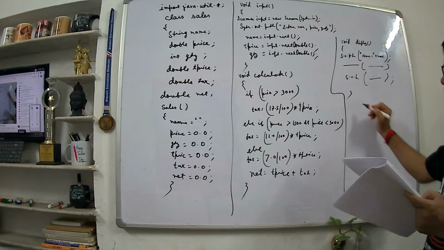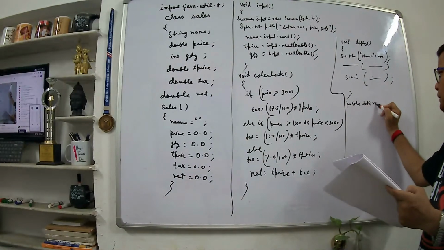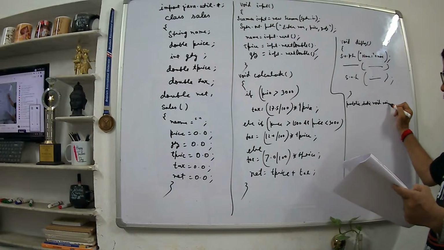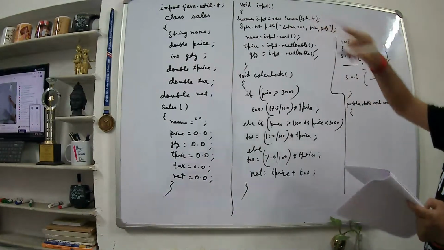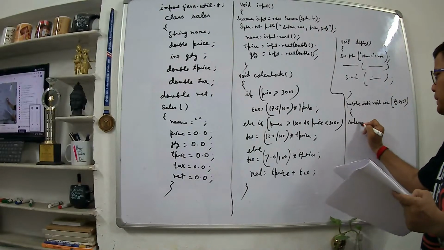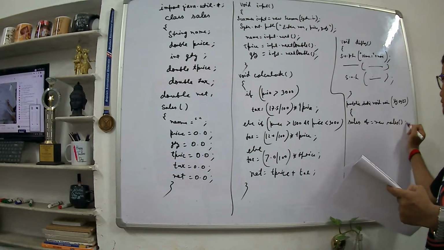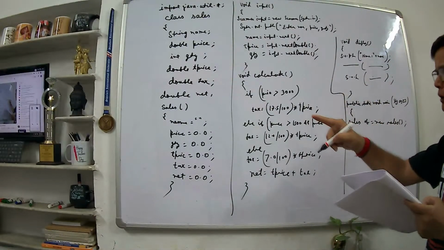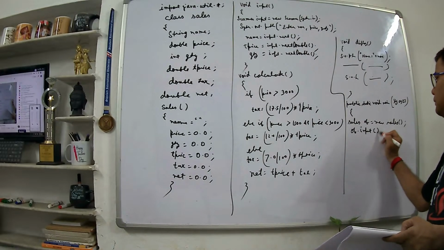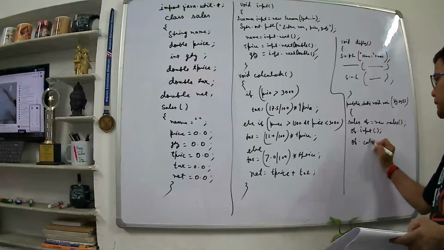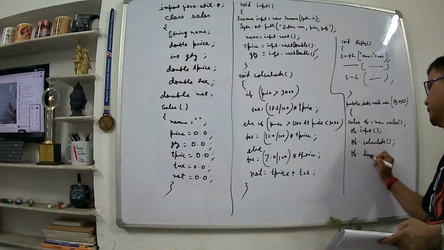After doing this, you have to make the main function, public static void main. Now we will create an object of the class. Sales ob is equal to new Sales. Object creation is necessary. You will call all the functions. We don't need to call the constructor. We will call ob.input, ob.calculate, and then ob.display.